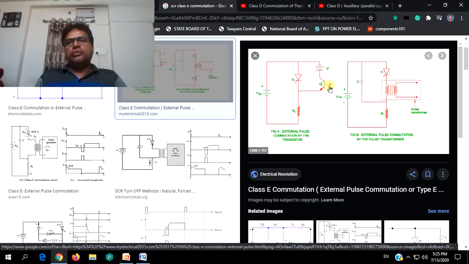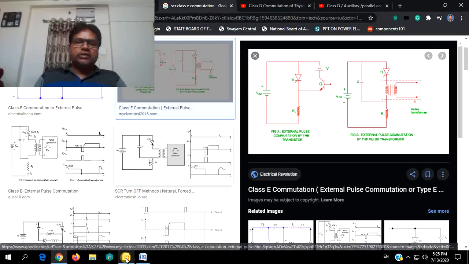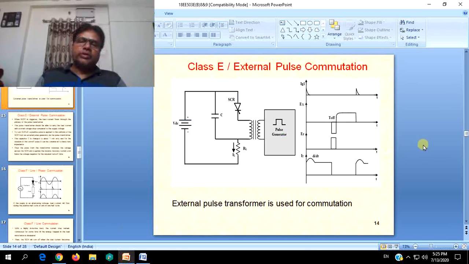So proper tuning should be there between this part of the circuit to suit the circuit turn off time. So this is another external pulse commutation circuit. Likewise, as we have already discussed in the previous class also, all the commutation circuits which we have discussed so far in these sessions can be employed or connected in different fashion also. So that is now about class E or external pulse commutation, which is nothing but a voltage commutation.